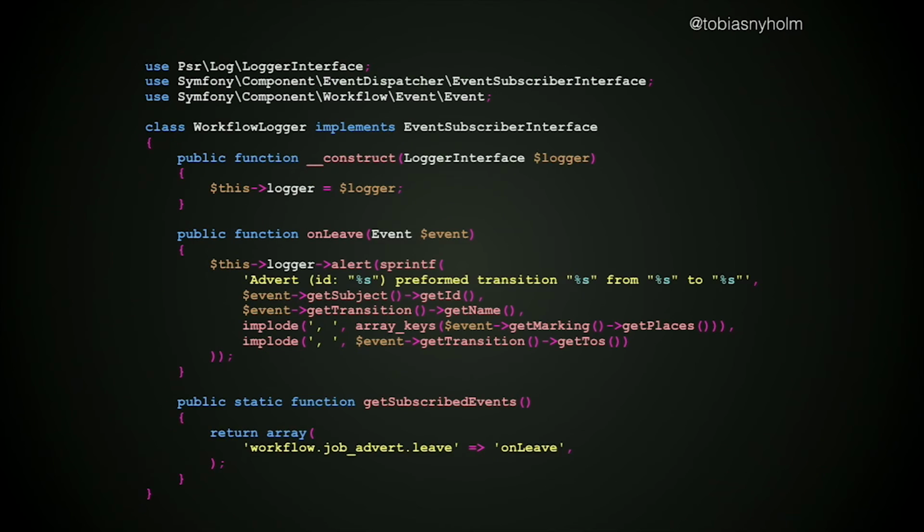I can also use the event to log things. I'm interested in when I leave any node in my job advert, and I want to log this. I'm going to write a log message saying advert with this ID performed transition from A to B. Simple. Good.